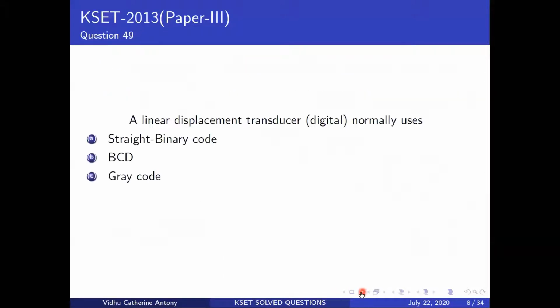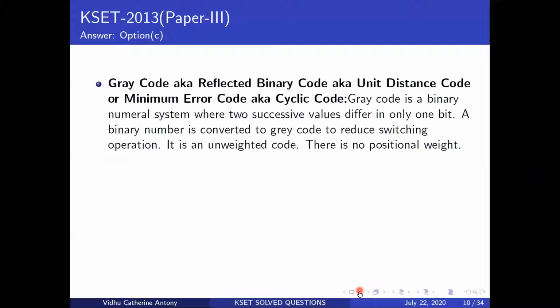In your question, that's the part, but I think it's good to know about these binary coded decimals because they're very easy to learn, and you don't have to put much effort into them. So here they've said a linear displacement transducer digital normally uses straight binary code, BCD, gray code, or hexadecimal code. It's gray code because the number of switching operations is lesser.